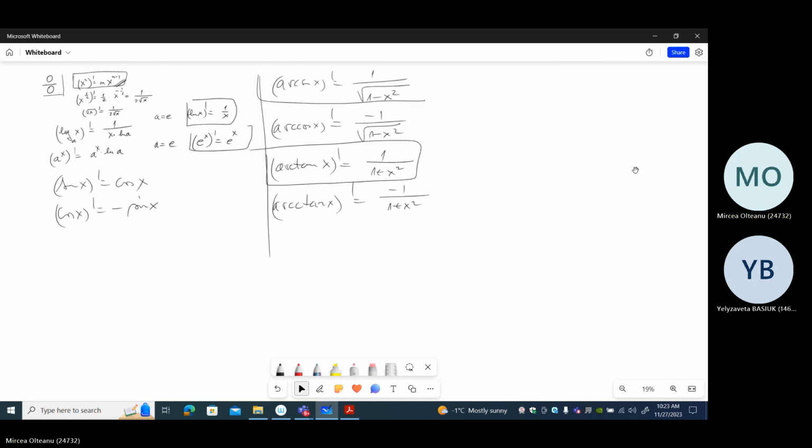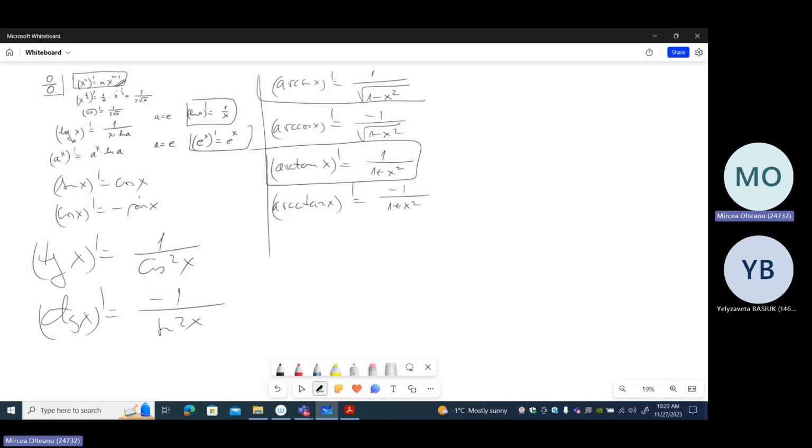Other usual formulas. Well, for example, the derivative of tangent of x is 1 over cosine squared, and similarly for cotangent of x, it's -1 over sine squared of x. Well, okay, these are the basic ones. Now, this is the first fact we need to know.